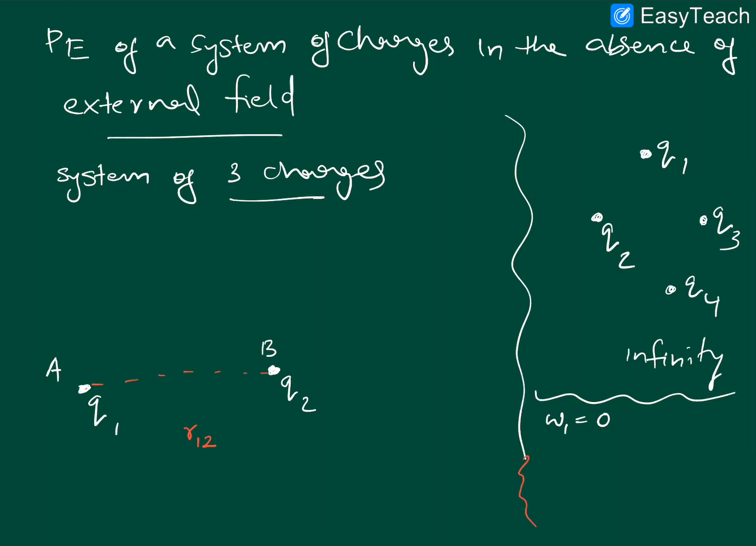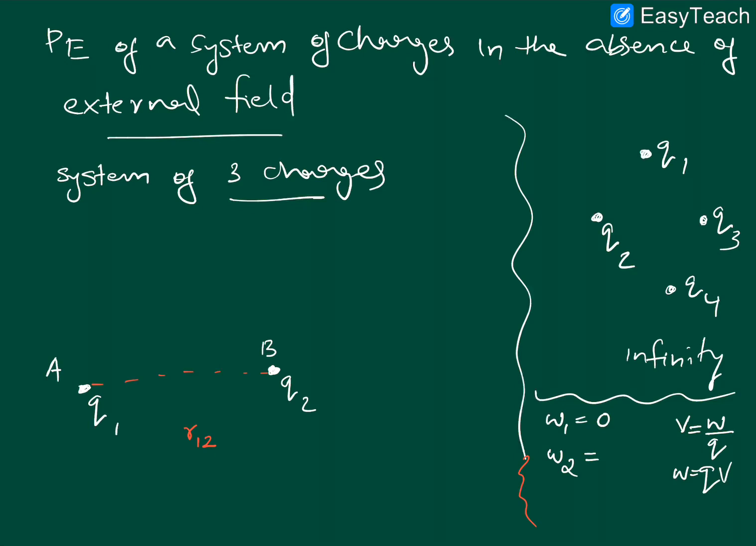Hence we can say that there is some amount of work done by you to move q2 from infinity to this point B. What is that work done? For that you already know the potential equation V = W/Q. From this you will get W = Q × V.